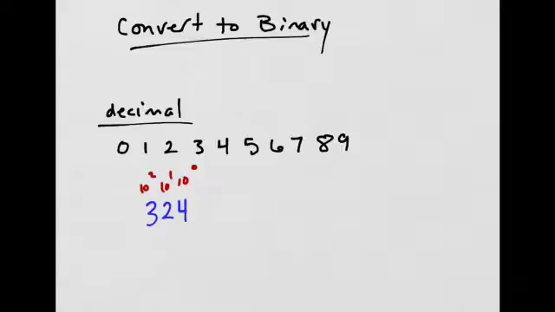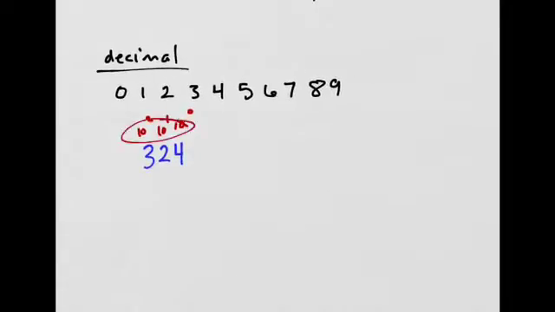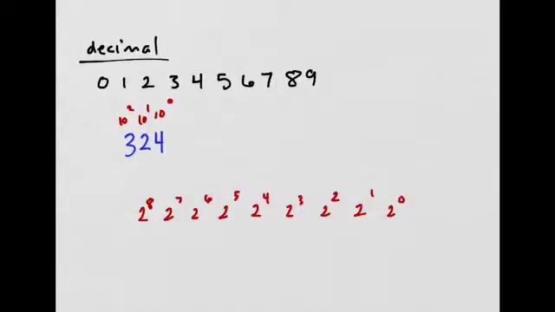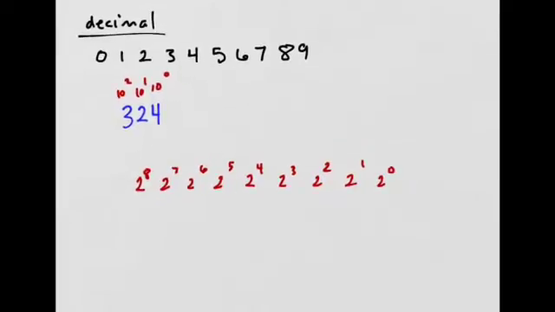In binary, it would be base 2 instead of base 10. So I would have something like this: 2 to the 0 for the first place, and then 2 to the 1, and so forth, all the way up. So in binary, we have the base 2, and I already know that I need 9 spots to hold that, so I go from 0 to 8 for powers of 2.